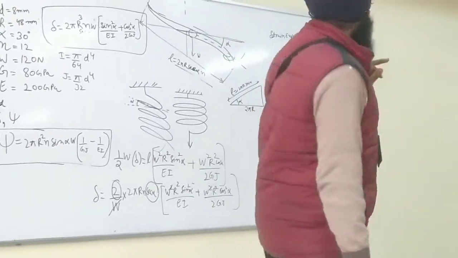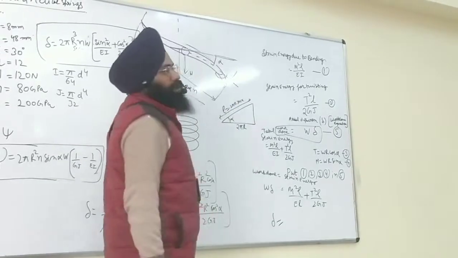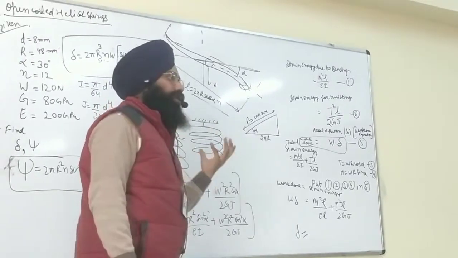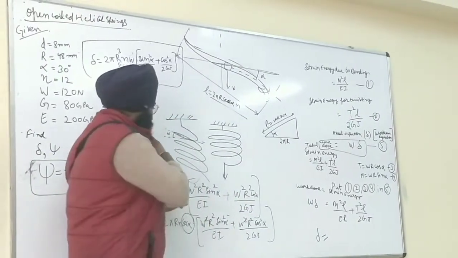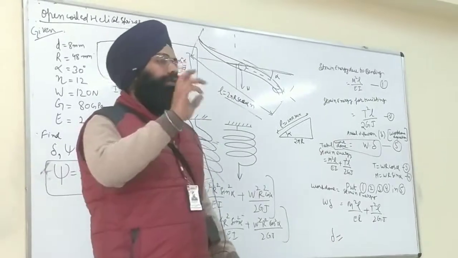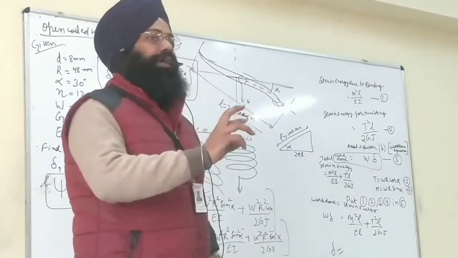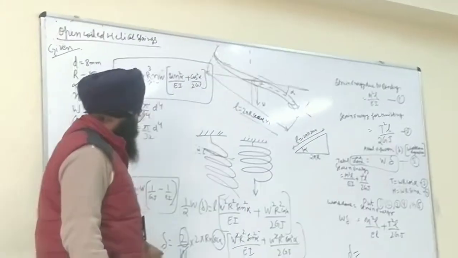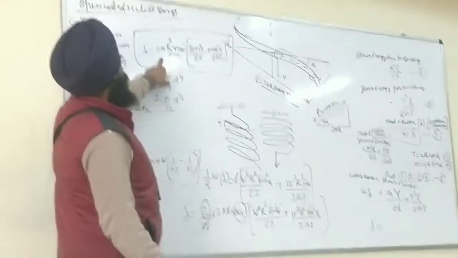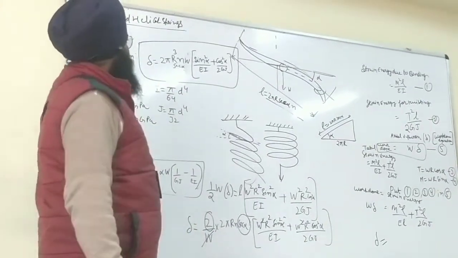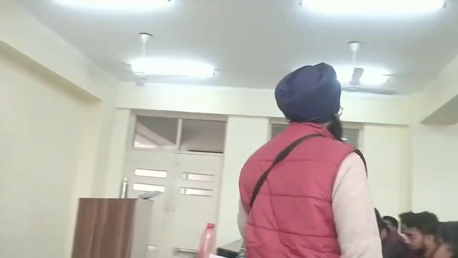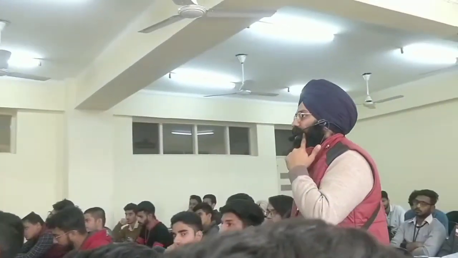Why? Because the moment is applied upon the perpendicular axis. Torsional effect is acting upon the horizontal axis. So we applied these two values, WR sin alpha and WR cos alpha, in the respective expressions of moment and torsion. So we get the value of the deflection, which is coming out to be 2 pi R n W secant alpha times the bracket sin square alpha by EI plus cos square alpha by GJ. So finally we have calculated the deflection.